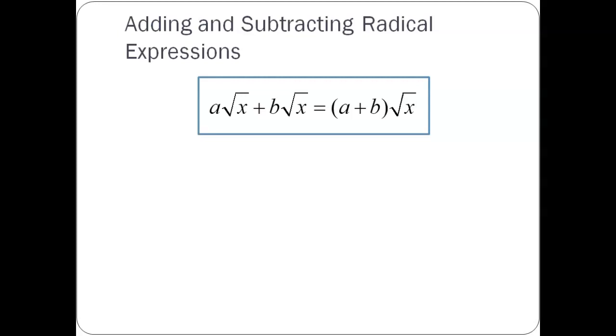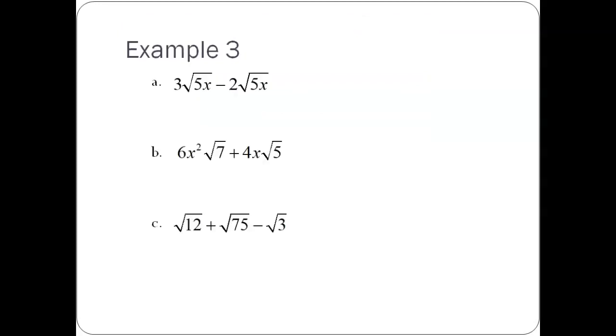All right, so taking a look at our first example here under example 3, we have 3 times the square root of 5x minus 2 times the square root of 5x. Now, because what's under the square root in both of those terms is 5x, we can combine these. So we combine the 3 and the minus 2. So 3 minus 2 is equal to 1. And then what's under the square root is going to stay. So this is going to be equal to 1 times the square root of 5x, or just the square root of 5x.